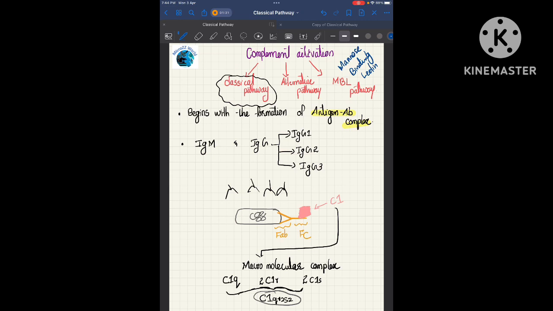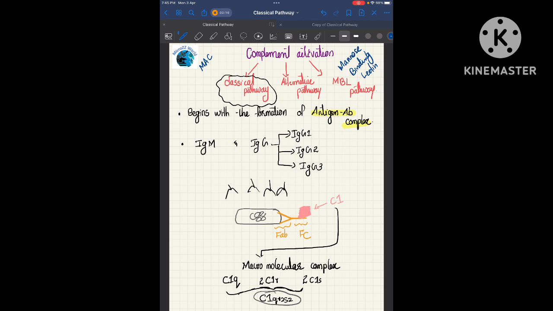Whatever the pathway, the ultimate event is the formation of the MAC complex. MAC means membrane attack complex. Whether the complement is activated by the classical, alternative, or MBL pathway, the ultimate event is the formation of the membrane attack complex. That complex gets inserted into the surface of the target cell and leads to lysis of the cell. This is the ultimate event, the same in all three pathways. It's a general event in complement activation.